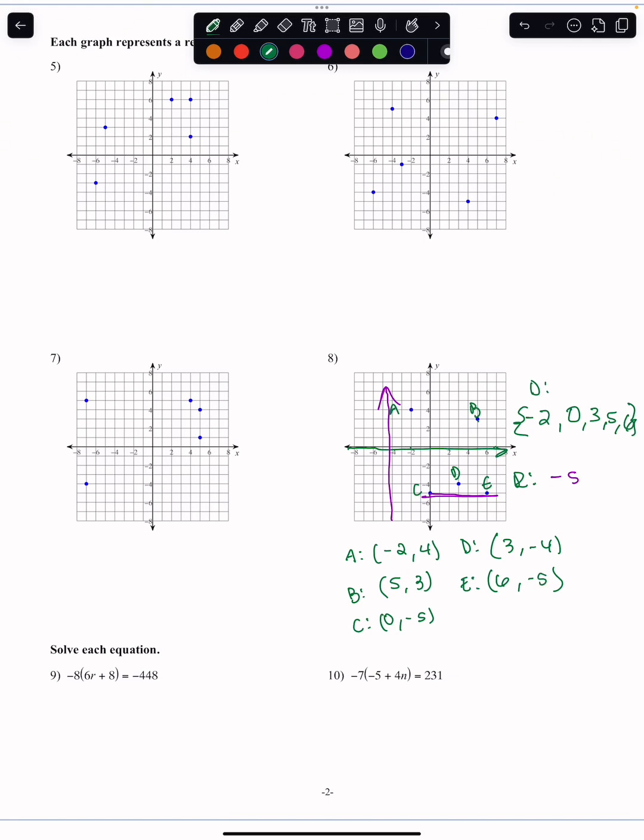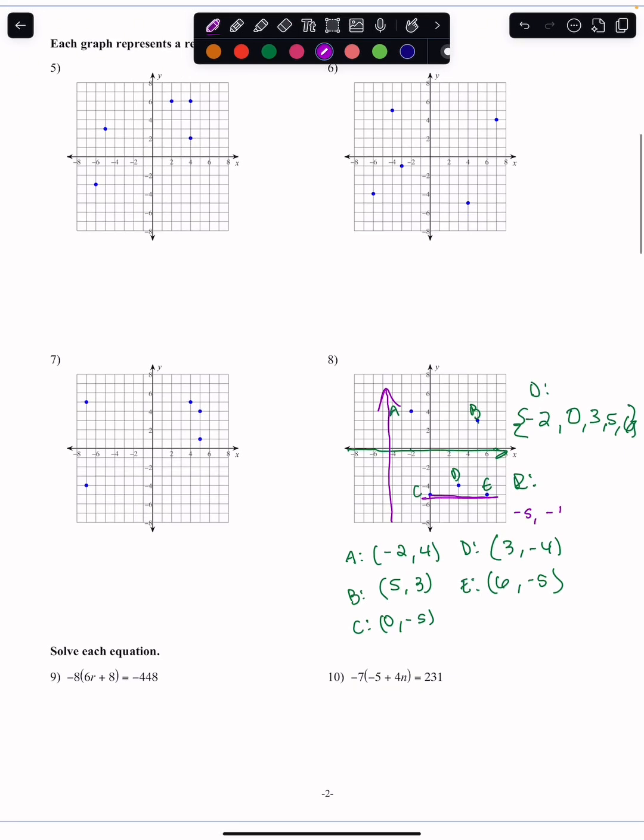I'm going to write it under it, give myself some more space. And then right above it is -4. And then right above that is going to be 3. And then 4. And remember, you do not repeat any of those numbers.